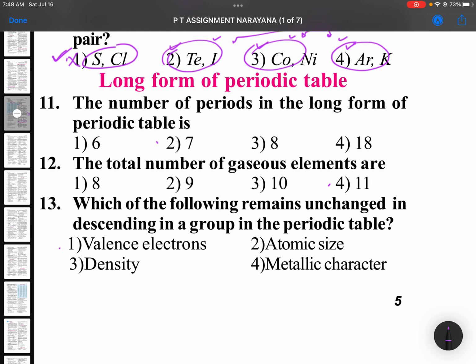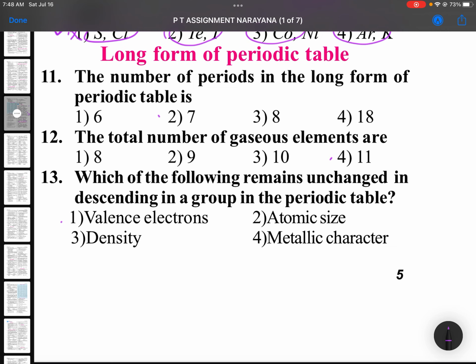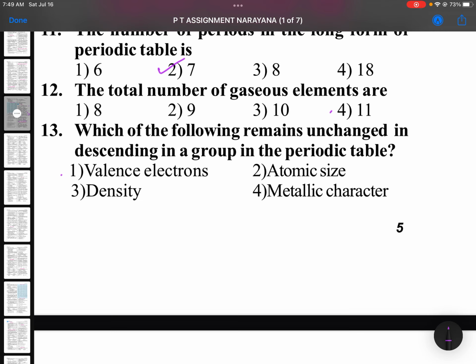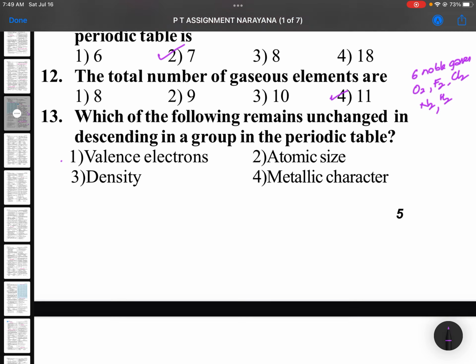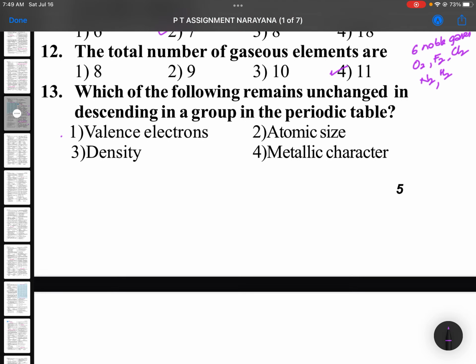Long form of periodic table questions. The number of periods in the long form of periodic table is 7. The total number of gaseous elements are 11. Those are 6 noble gases: helium, neon, argon, krypton, xenon, radon. Then oxygen, fluorine, chlorine, nitrogen, and hydrogen. Total 11.